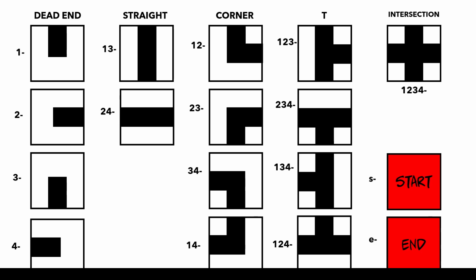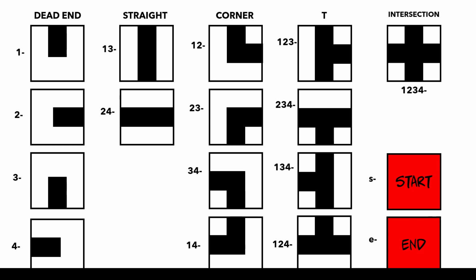So therefore the names are 1, 3 dash, 2, 4 dash. Let's look at the intersection. Intersection is connecting all 4 sides. So the name is obviously 1, 2, 3, 4 dash. The name for the start illustration is small letter S and dash, and the name for the end illustration is small letter E and dash.